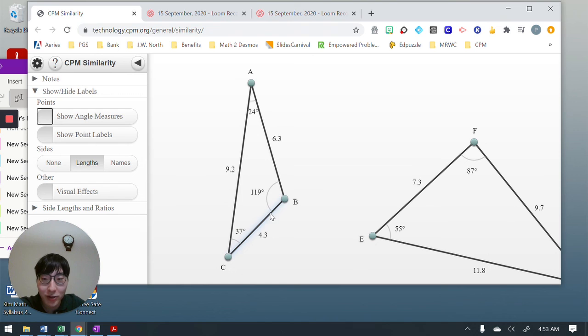You see that's the largest angle, 119 degrees. And that's the longest side, which is opposite of the largest angle. And the shortest side is 4.3, you see? And then there'll be 24 degrees, which is the smallest angle. Just be careful though, it's not proportional.